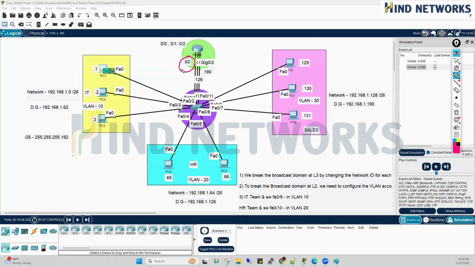192.168.1.62. That is the default gateway. So basically this ARP will find out the MAC address of your default gateway. Clear? I hope this is clear to all of you. Fine. Now see, this sends the packet onto the switch.